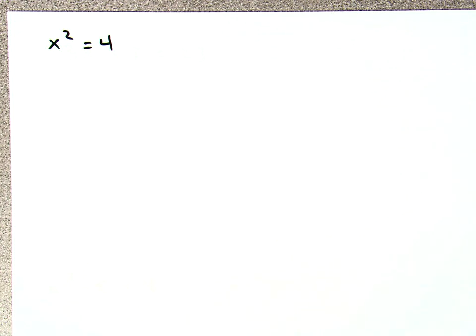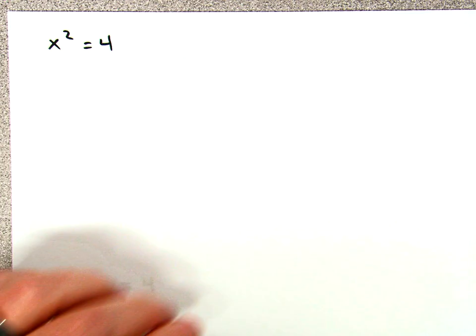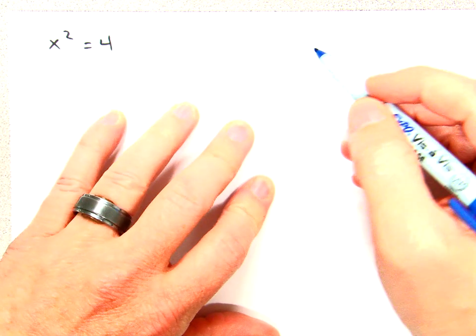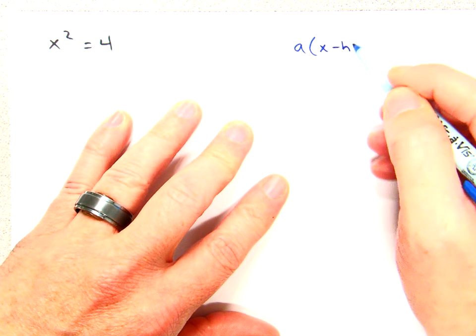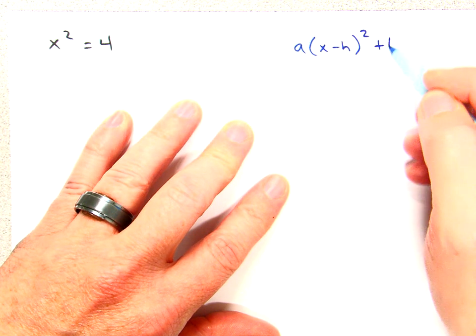All right, so today I'm going to look at solving quadratic equations, but in this video I'm only going to look at solving them when they're in vertex form. So just a reminder of what vertex form looks like, right? a(x - h)^2 + k, right?